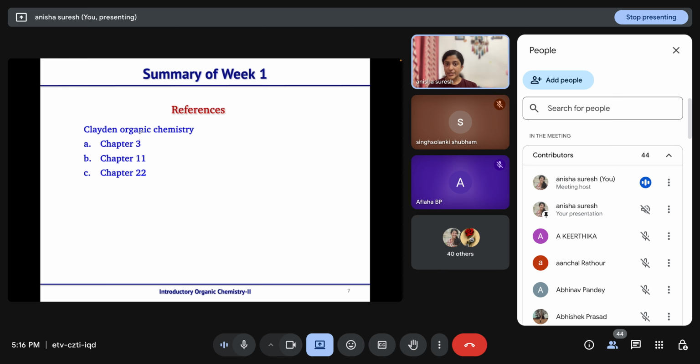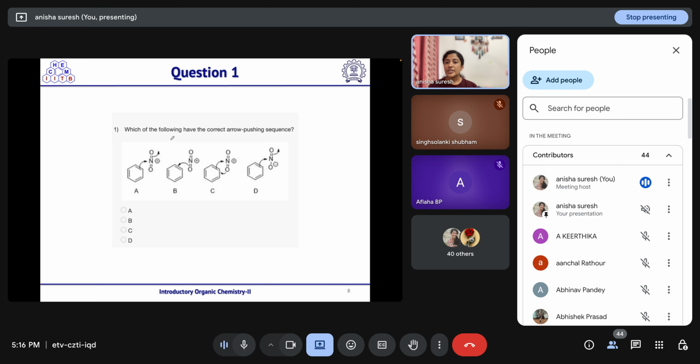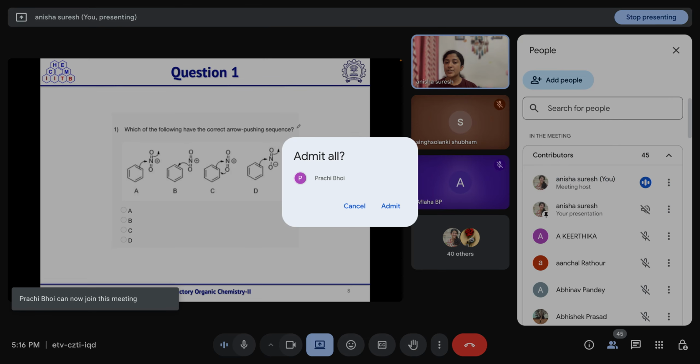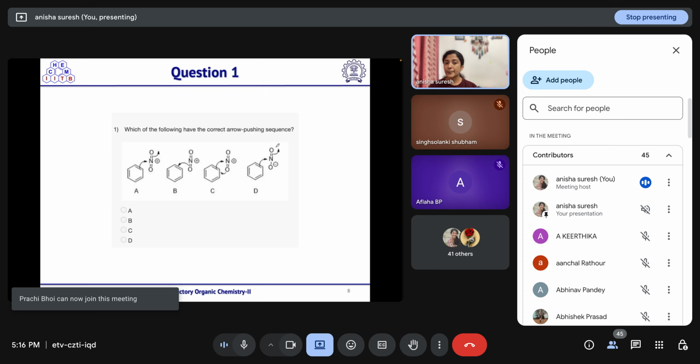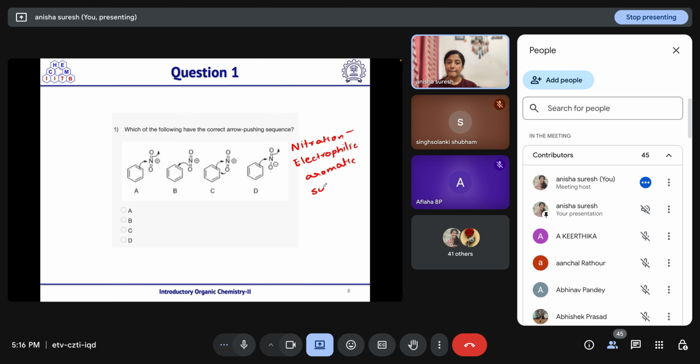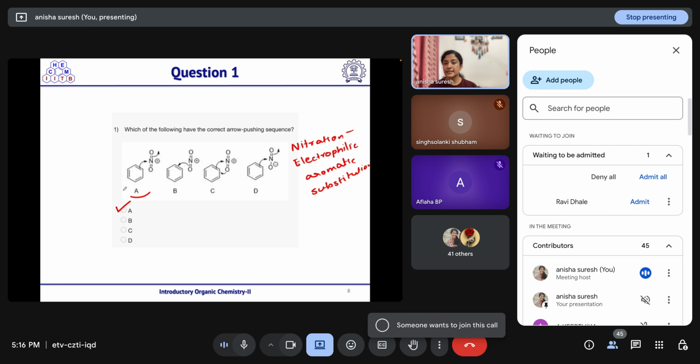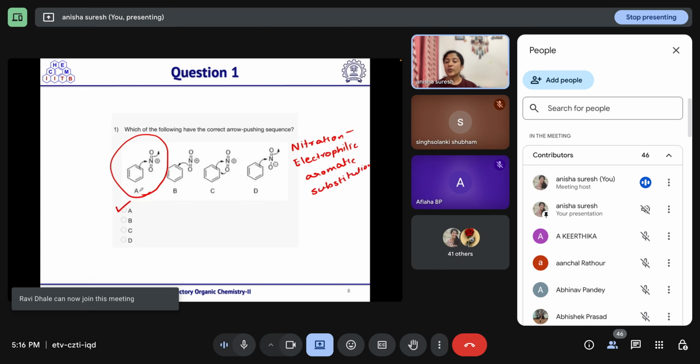Now, coming to the first question, which of the following has the correct arrow pushing sequence? So, this is an example of a nitration reaction, that is an electrophilic aromatic substitution reaction. Option A is the right answer. This is the right arrow pushing mechanism. So we can see how the nitration reaction mechanism is taking place.